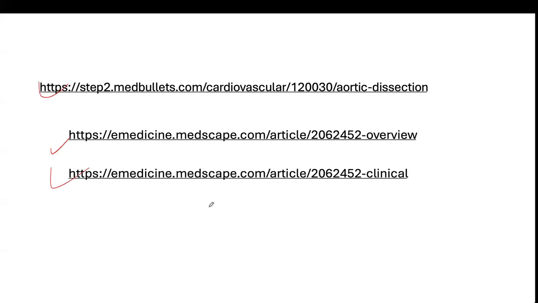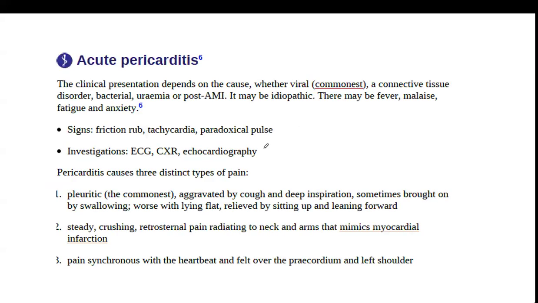These are some links that I have put for Medscape. If you want to go through them, you can, but not really important.